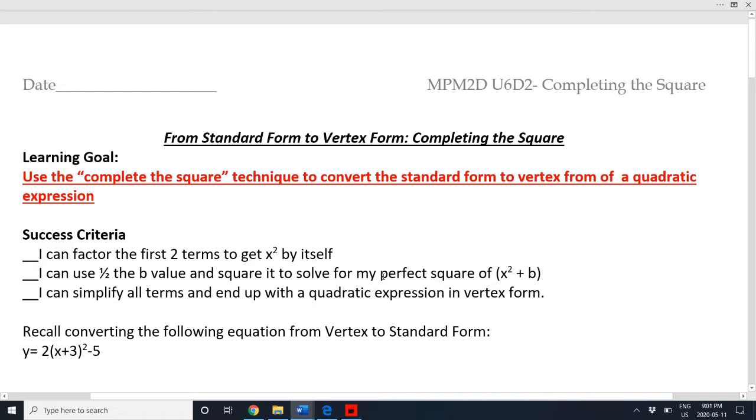From standard form to vertex form, completing the square. Our learning goal today is to use the complete the square technique to convert the standard form to vertex form of a quadratic expression. Please ensure you have the lesson printout so you can follow along with this video.